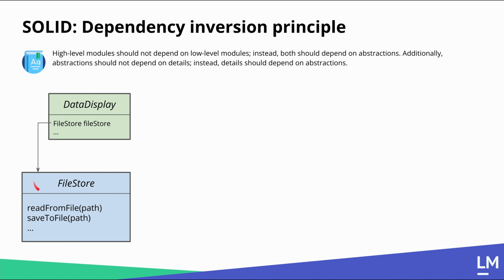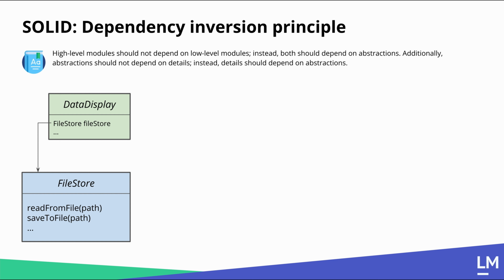Here you can see that the methods of file store are depending on details, right? It depends on the file here. And if I switch to HTTP, it then depends on HTTP. And this is a detail which makes it harder for us to change our code.